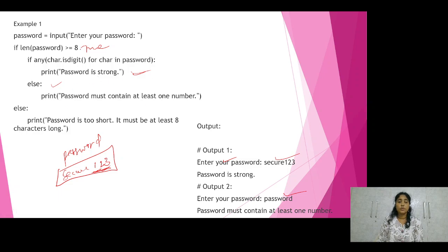Let's say you try another output, that is, the password you have given is just password as input. Does it contain a digit? No, false. False means it goes to else: password must contain at least one number. And if you have given even less than 8 characters, say 4 plus 4, 8, and 8 is greater than or equal to 8, then it will check this. Does it contain any digit? For each character in the password, one by one, it will check. Is it a digit? Is it a digit? Is it a digit? Somewhere it will be a digit. So true, then it will print password is strong. Okay.